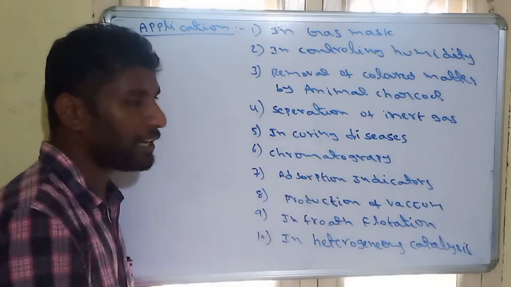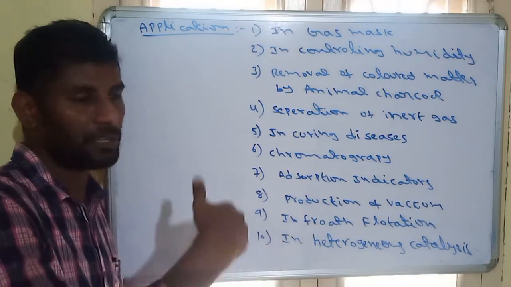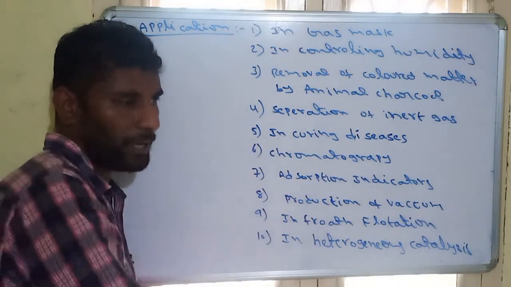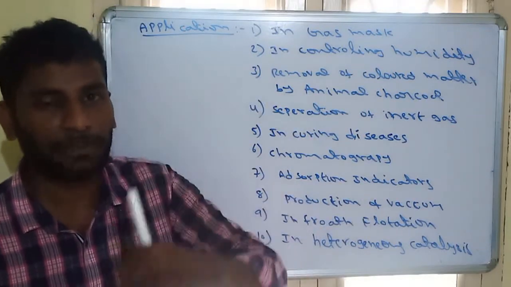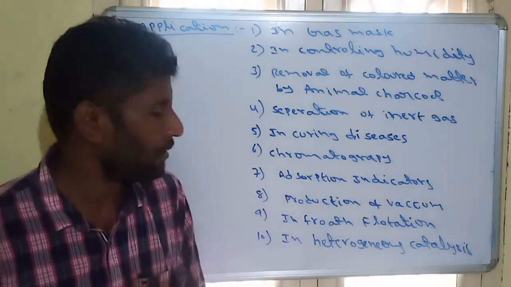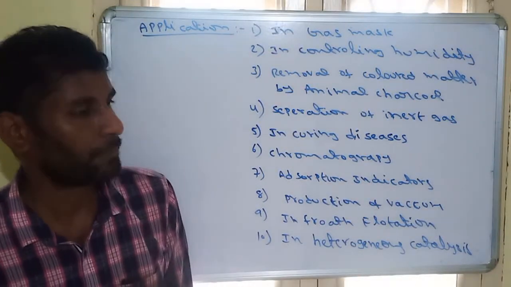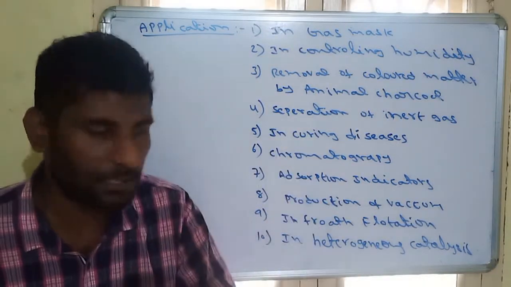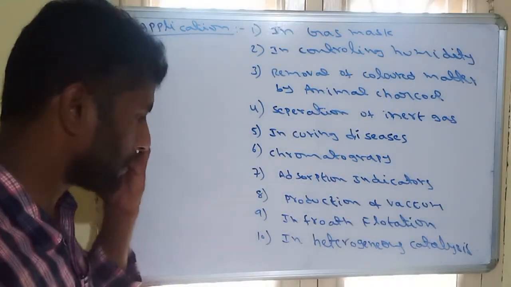Adsorption indicators. Some precipitates like silver halide precipitates, AgCl will be white color, AgBr will be yellow color. Like that, some precipitates will adsorb some colors, they will produce some colors. That is also based on adsorption. So these are called adsorption indicators. Precipitates adsorbing colors will produce some specific colors, so they are called adsorption indicators.